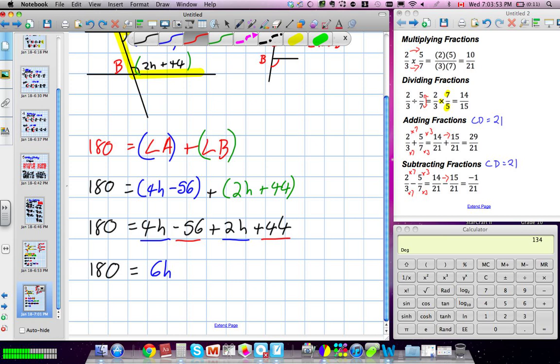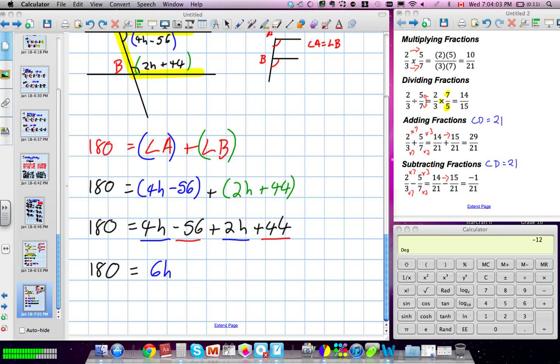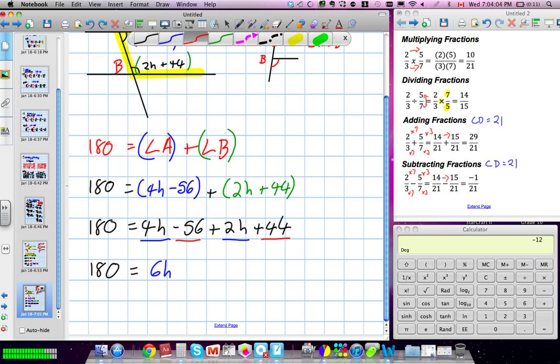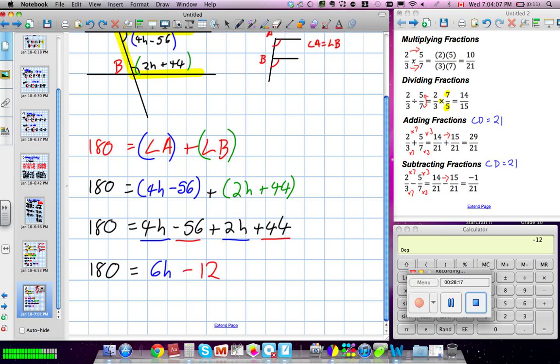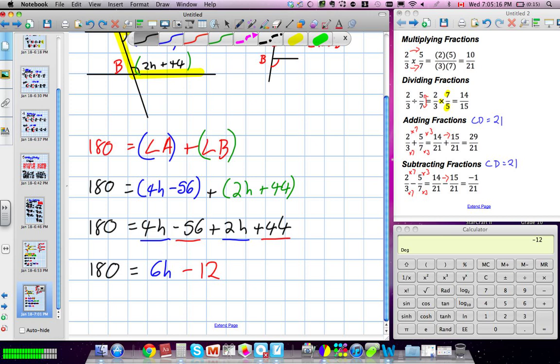Let's try it out. Negative 56 plus 44 is negative 12. Good. So now that we have this, what do I have to do? I want to get the H by itself. So what do I want to do?